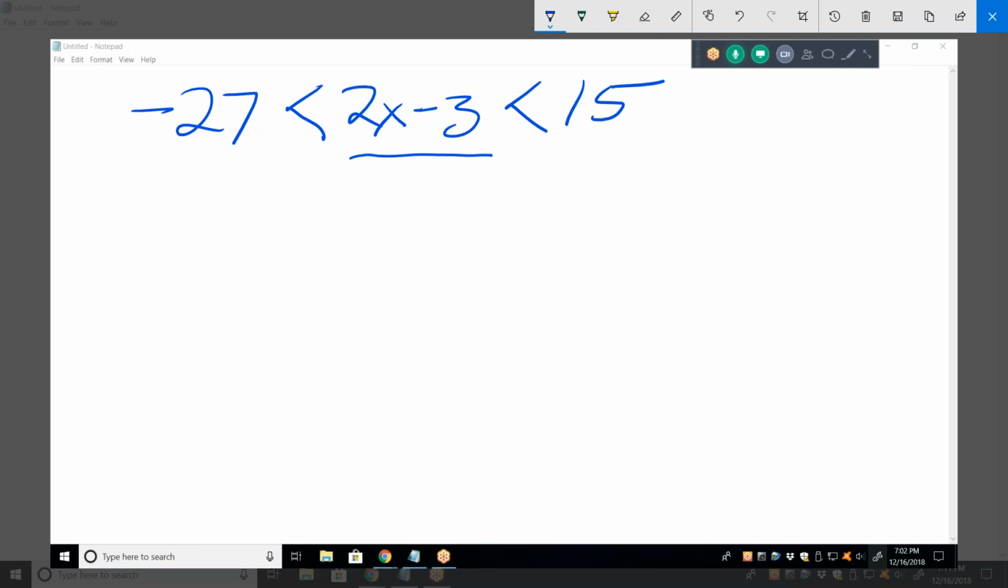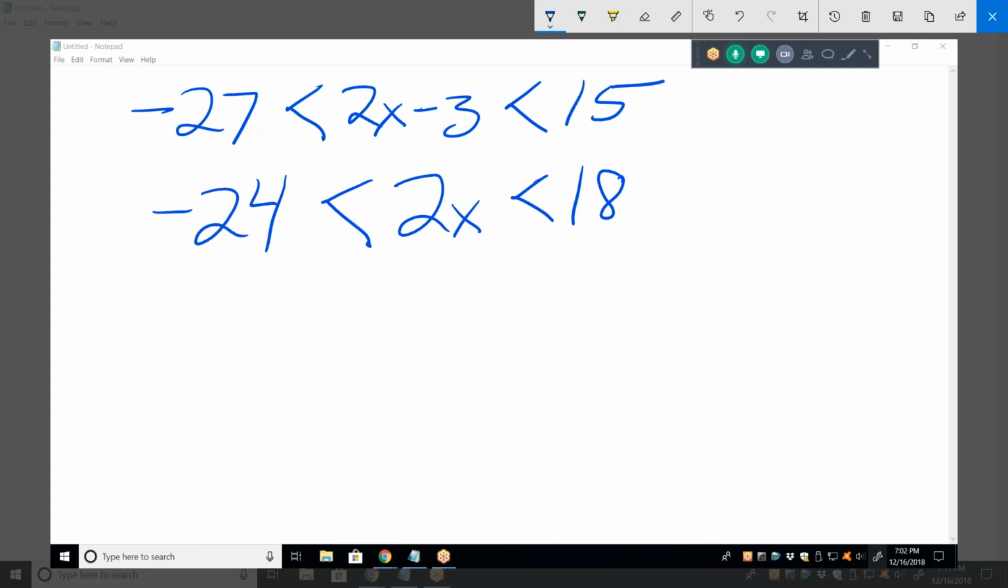So that's what we have to work with. Let's get rid of everything except the x. What do I do? And when I do it, I've got to do it to both sides. So I'd add 3 to both sides. Okay, so that leaves 2x is less than 18 and greater than. Do I have the directions correct here? The directions on my inequality signs? Yeah. Okay. Now what can I do? So now you can divide 2 into each equation. So x is greater than -12 and less than 9.